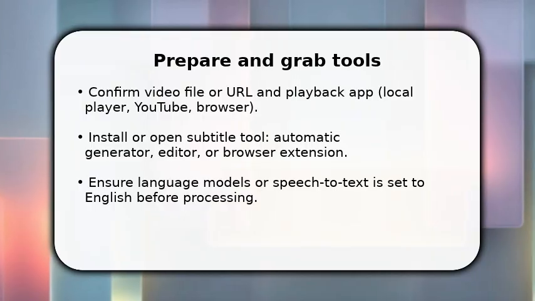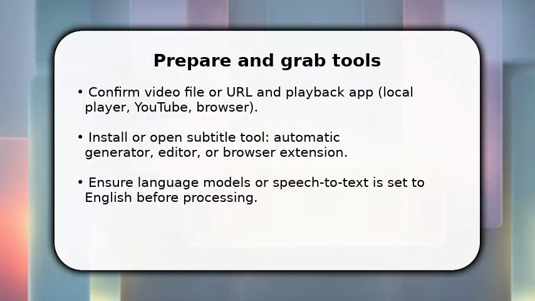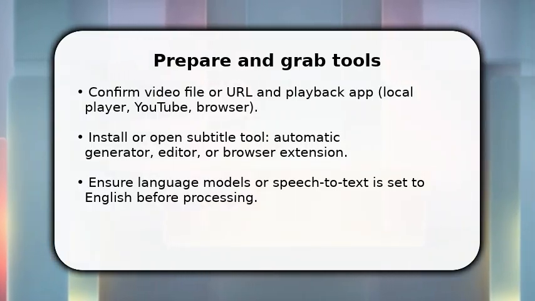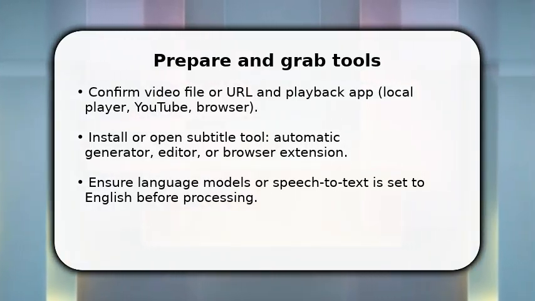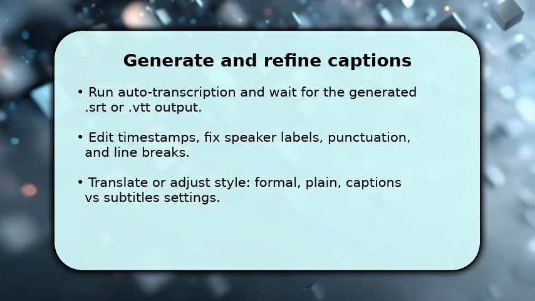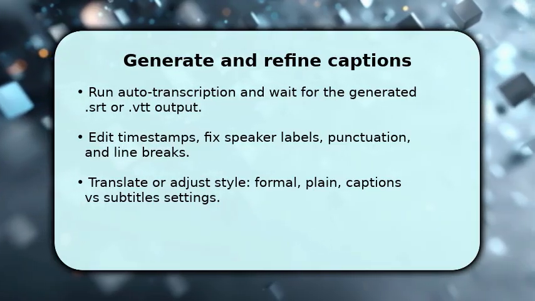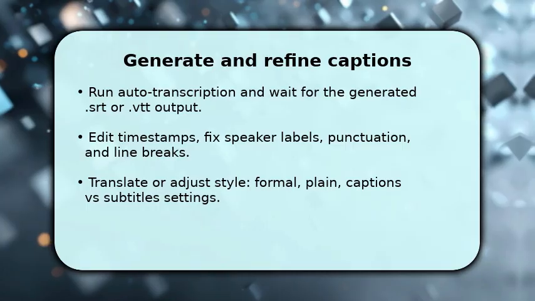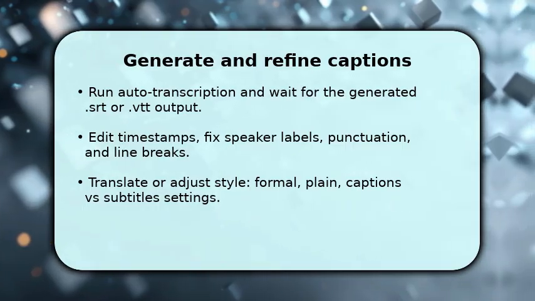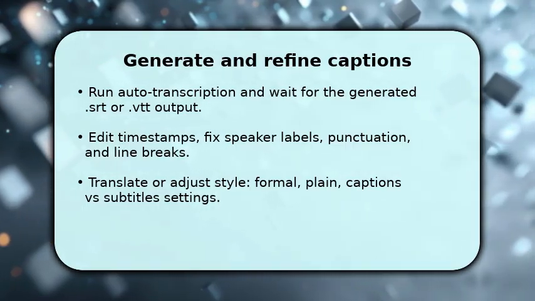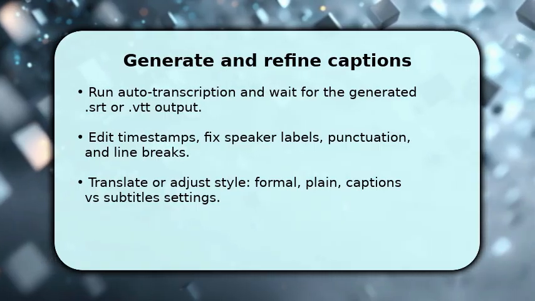Now upload or point the tool at the video and kick off the automatic transcription step to produce a draft caption track. Once the automated transcription finishes, download the SRT or VTT file and load it into a subtitle editor. You should correct timestamps and split long lines so they display in two-line readable chunks. This improves comprehension.